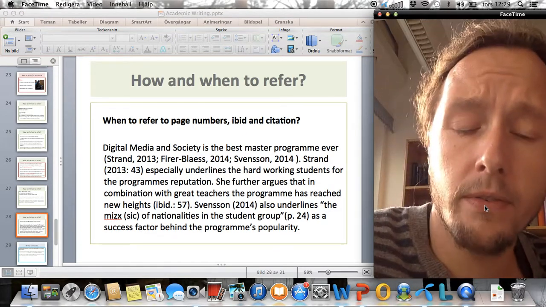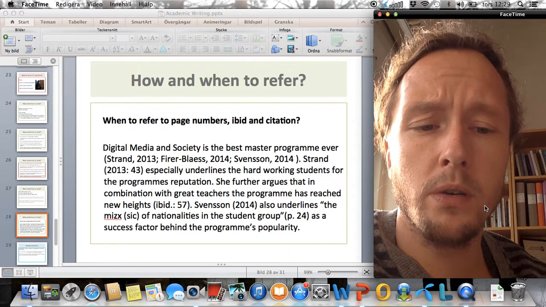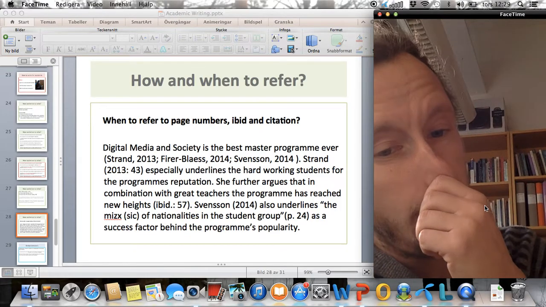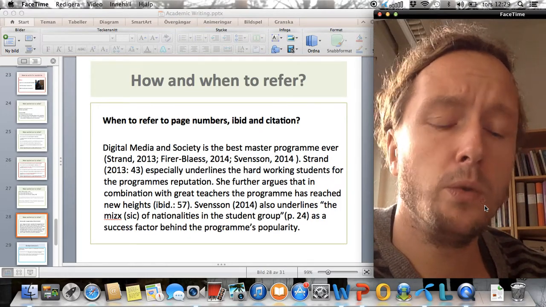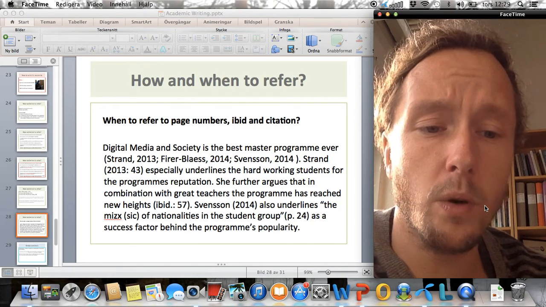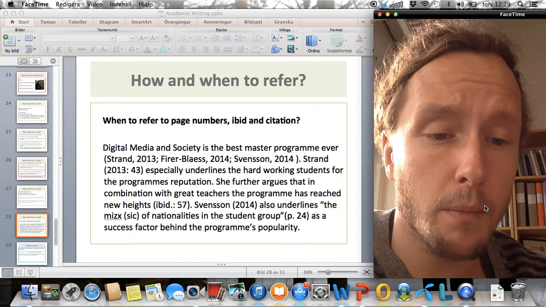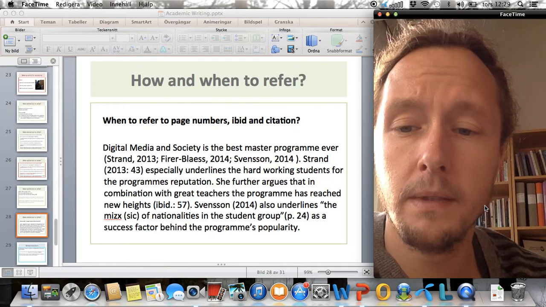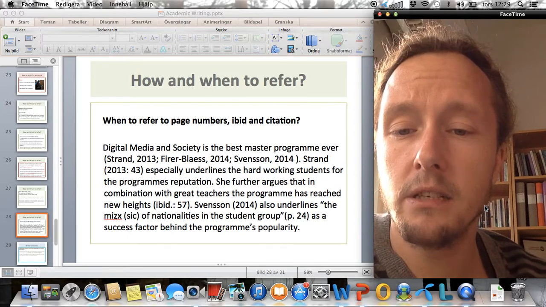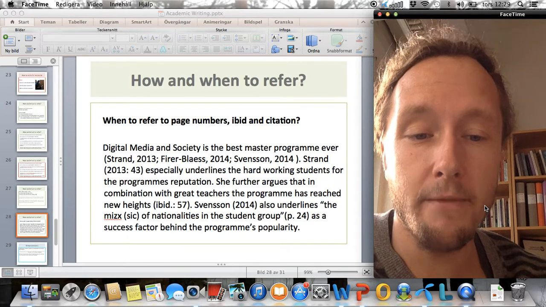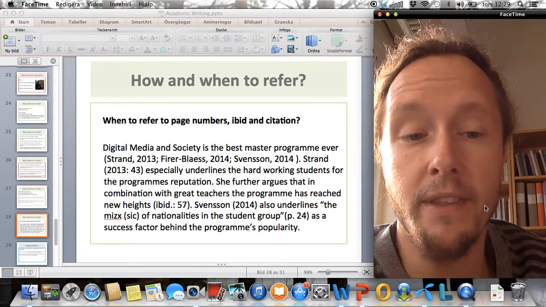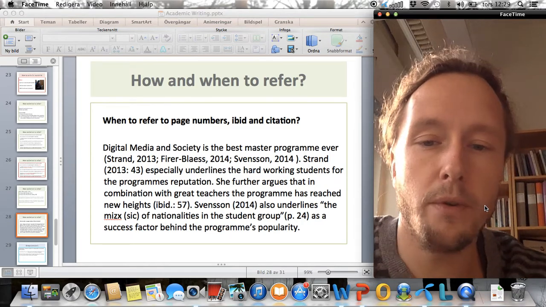Okay, another often asked question: when do you use page numbers? When do you do direct citations? And when do you cite people? Now, basically, you are as precise as possible with the references. If you're not referencing a whole book, then you have to put the page number or the chapter that you're referencing. For example, this is just a fictive example I've made here: Digital Media and Society is the best master program ever. And let's say that Cecilia, I, and Sylvain have written about this, where the whole book is about this. So then you refer to this, okay?